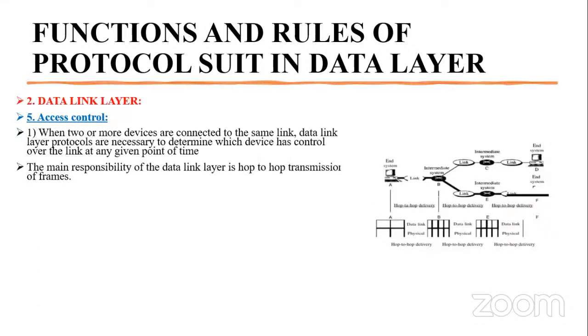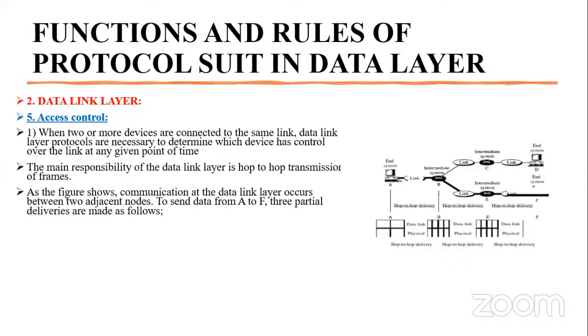From A to F, first the data link layer at A sends a frame to the data link layer at B. So A is the end system. From there, the data link layer will send the frame to the intermediate system. Actually, the source is A here and the destination is F. A has to reach F.